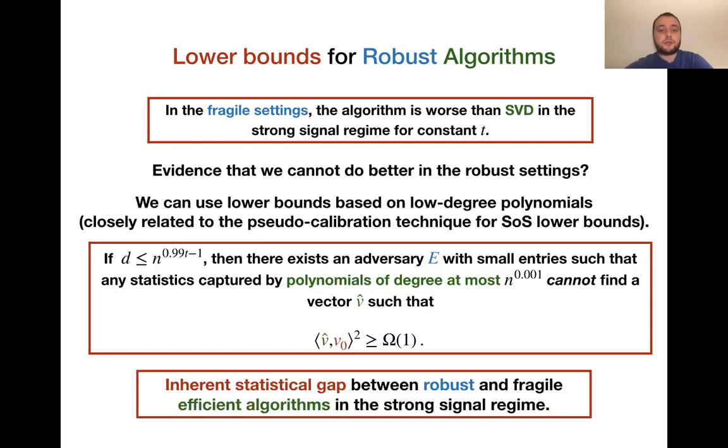So here we observe a statistical gap between robust and fragile efficient algorithms in the strong signal regime. Recall that information theoretically, the problem doesn't change. So information theoretically, we do not see any similar effect. This is only a computational issue. We observe it only if we look at reasonable models of computation and restrict, for example, the degrees of polynomial distinguishers or polynomial estimators reasonably. And then we see that there is a real difference between robust and non-robust sparse PCA in the strong signal regime.